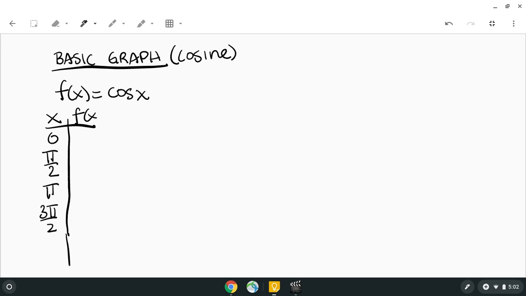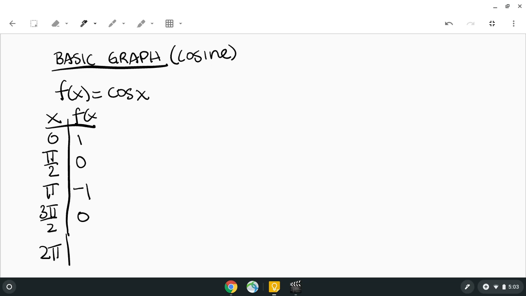Okay, and let's pull up our chart and let's do it in table form. So we'll look at, again, just the quadrantal ones: 0, pi over 2, pi, 3 pi over 2, and back to full circle 2 pi. Again, that's like at 0 degrees, 90 degrees, 180 degrees, 270 degrees, 360.